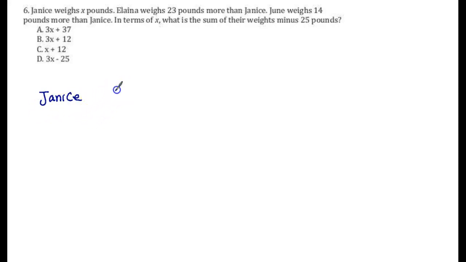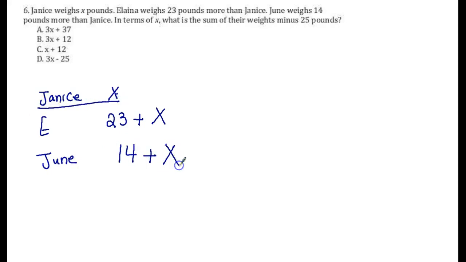But Janice is X. Elena, on the other side, we can just call her E. She weighs 23 pounds more than Janice. So if Janice was X, Elena has to be 23 plus X. Now June, he is 14 pounds more than Janice, which is also 14 plus X. Now, it says here that we need the sum of the weights minus 25 pounds.